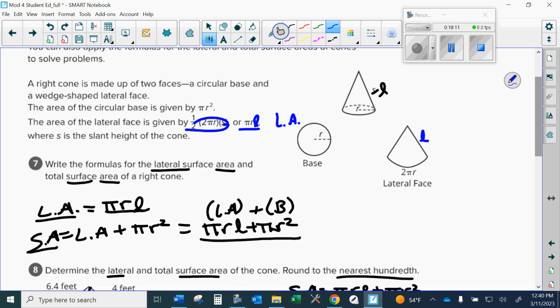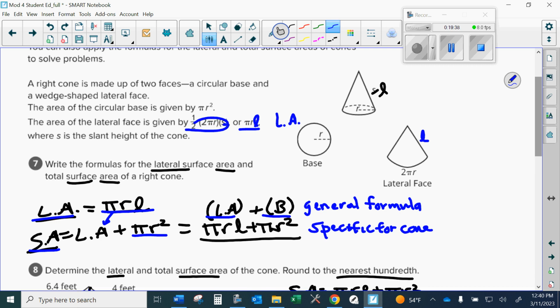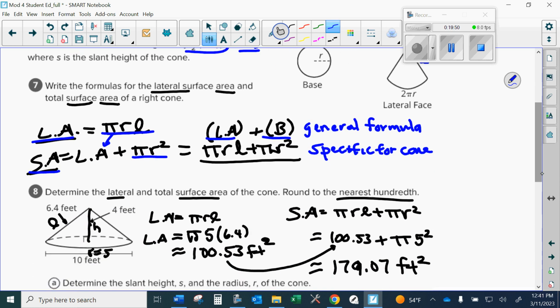So I have that right here. Lateral area equals pi RL. Surface area is that lateral area, pi RL, plus the area of the base. There's only one base, which is pi R squared. So here again, this is the general formula, and this is the specific one for a cone. You can always apply the general to any of the specific ones and go from the general to the specific. You just have to know the shape of the lateral area and the base. So this is what I'd be using in Mathia and on your test.